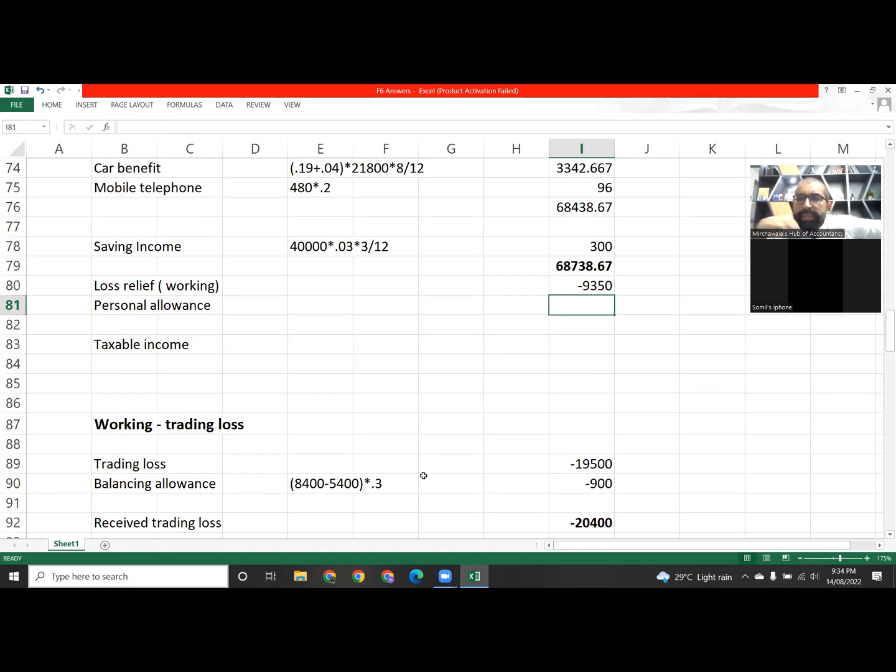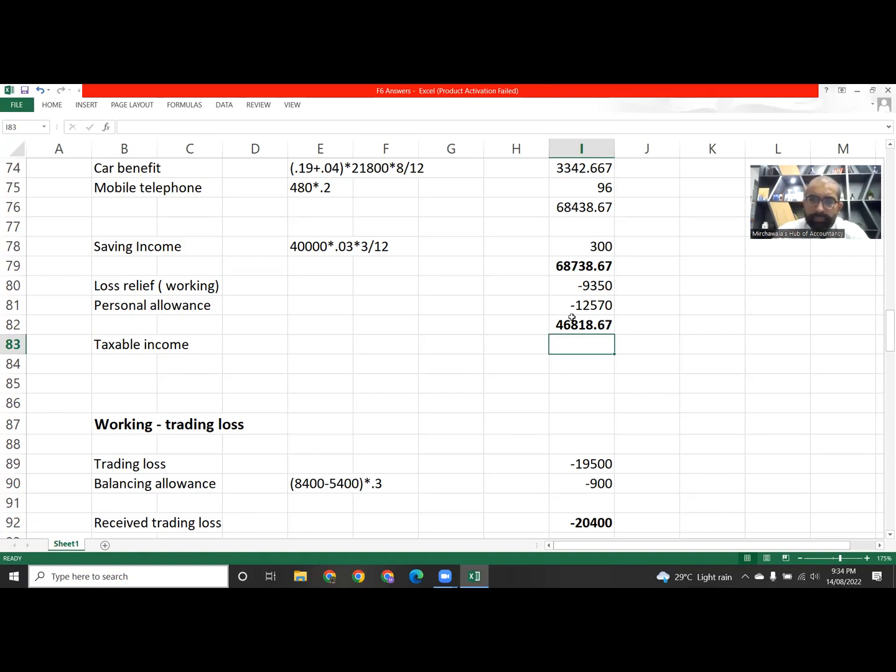Once you set off the loss, this total income will be around 59,000 something, and when your income is under 100,000, you will get the full personal allowance of 12,570. So let's calculate your final taxable income. This is your taxable income, 46,818. 46,818 is your final taxable income.